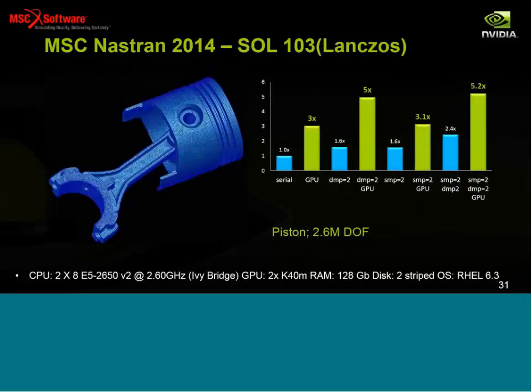The story is similar for Solution 103. Again, a single GPU can deliver a 3x performance improvement, and DMP equals 2 with a GPU can deliver a 5x. And so if you start thinking about tokens, and we'll get to this later, the DMP and just the GPU can be a very good option.